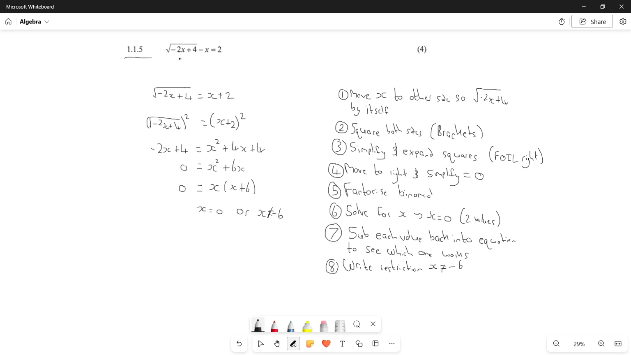And question 1.1.5, a 4-mark question over here, is usually some sort of restriction. So what we have is an x over here and an x over here, and that's why at the end of this whole thing we're going to have to plug our values back in to see which one doesn't work. Usually one of them doesn't work.